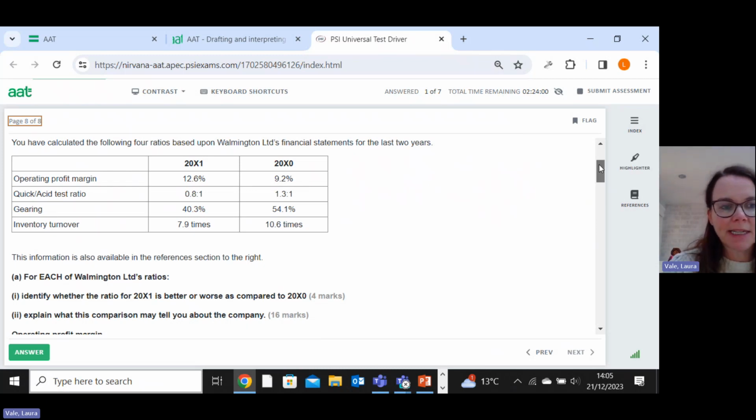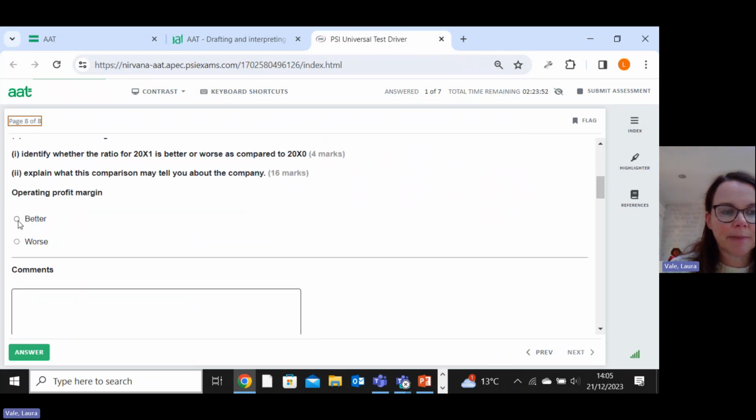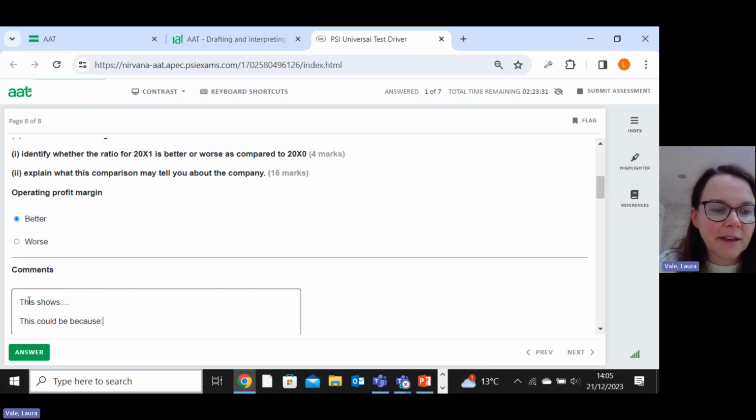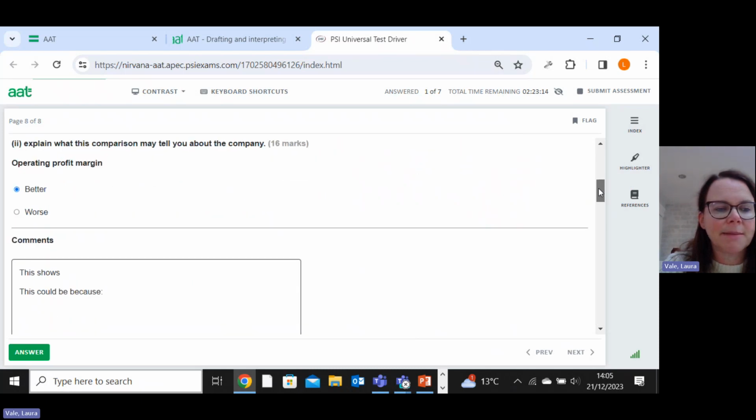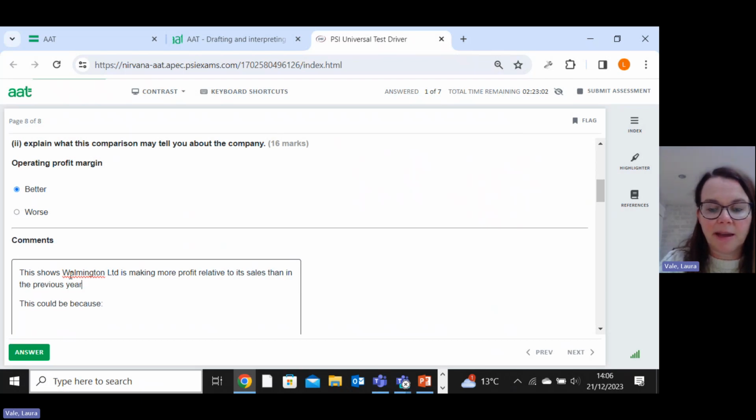So, first one, operating profit margin. So it's clearly better. 12.6 is better than 9.2. Now, in terms of what you're going to say, I would recommend, to make sure you definitely get the marks, say something like "this shows" as a sentence stem, and then "this could be because", and there's nothing wrong with using bullet points within your answer. So a better operating profit margin. What does this show? This shows, what's the name of the company? Warmington Limited is making more profit relative to its sales than in the previous year.